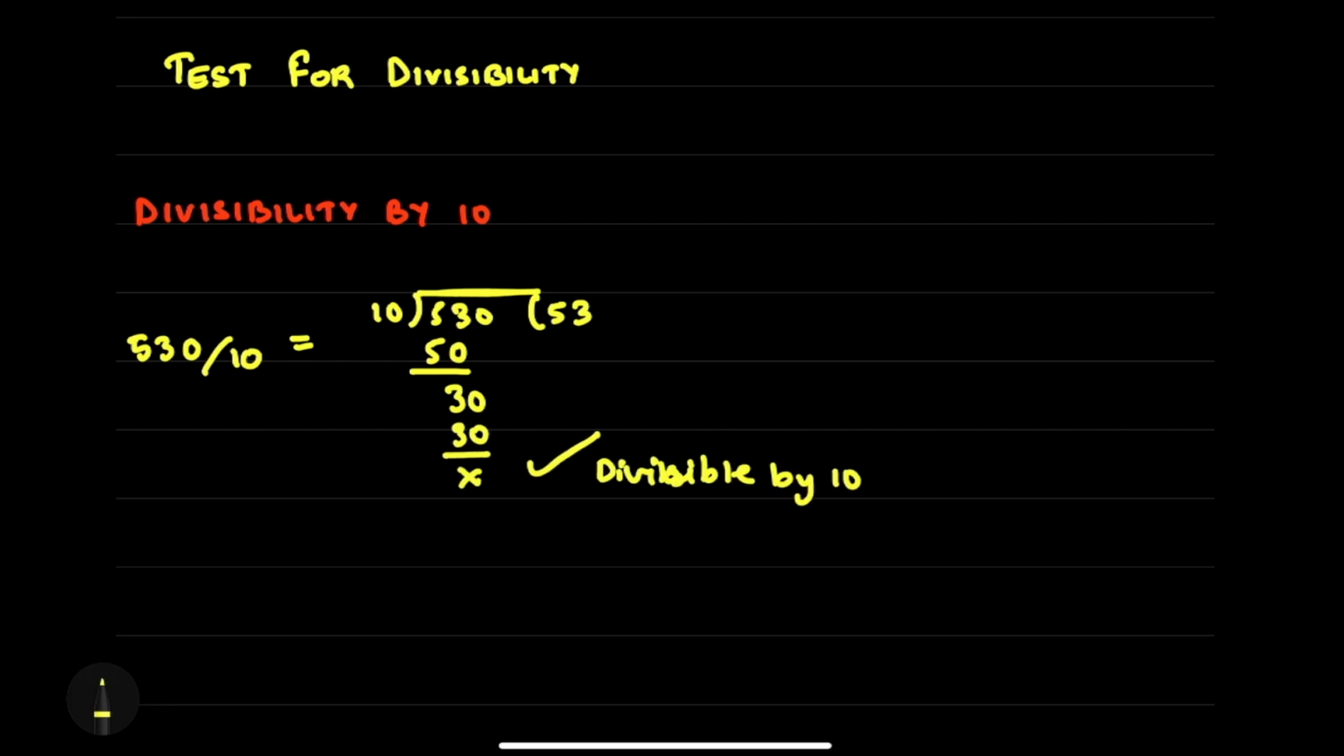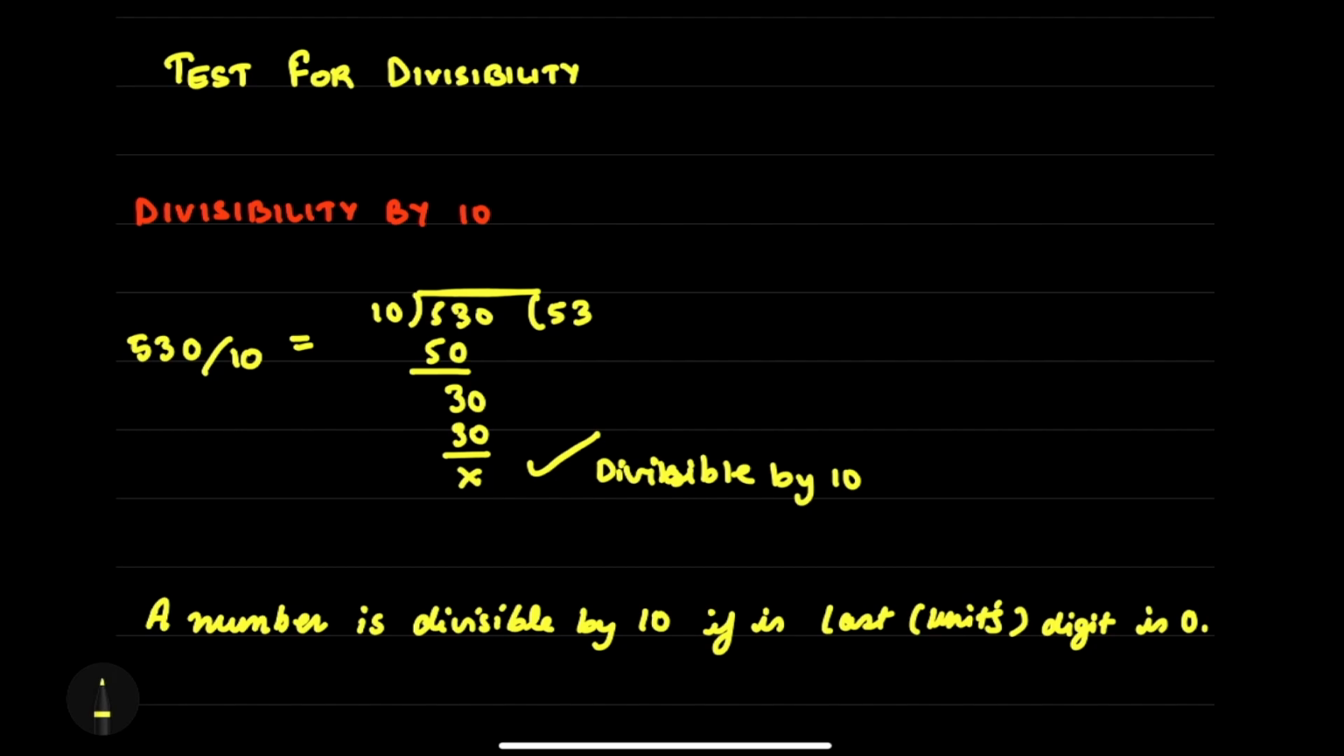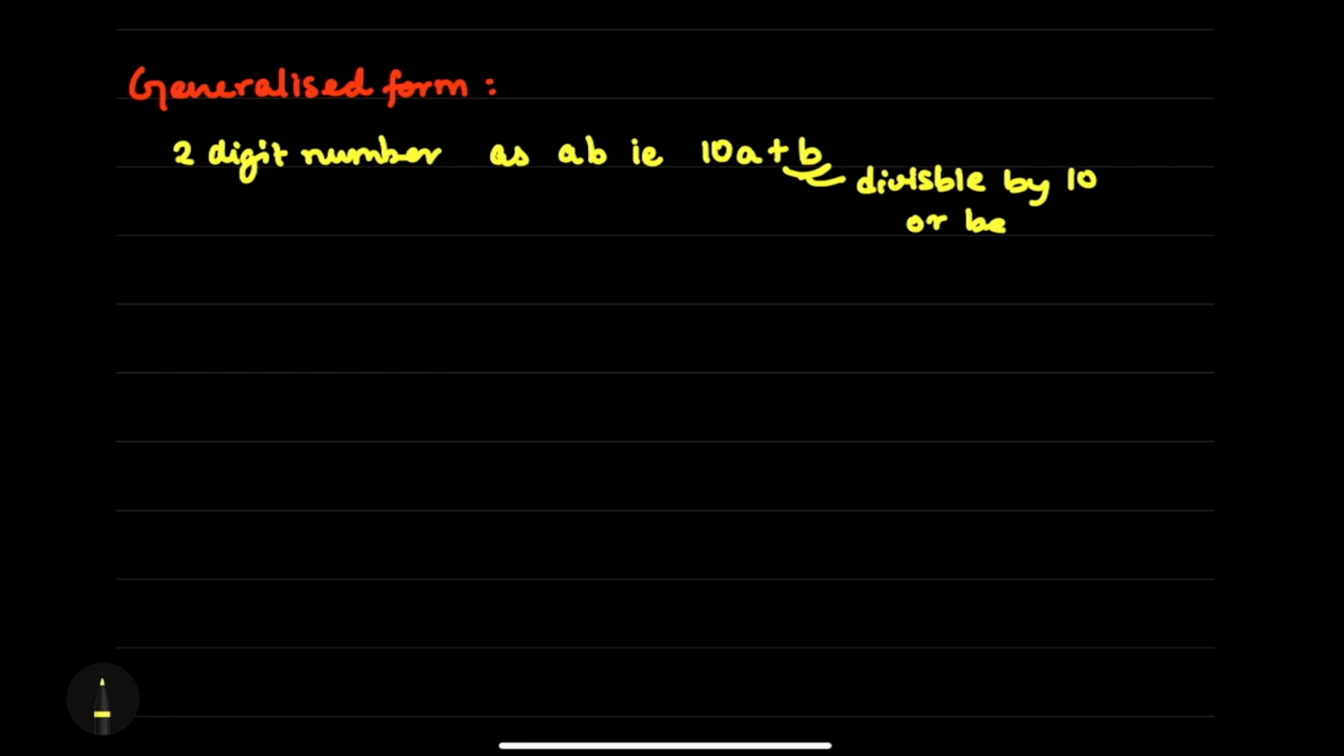So we need to understand that any number with 0 at its units place would be divisible by 10. Let me reiterate: a number will only be divisible by 10 if in its last or units place we have the digit 0. Let's look at it in a generalized form. We can represent a 2-digit number as AB, which is also known as 10A plus B. In this, the unit digit needs to be divisible by 10 or be equal to 0. Note that both of these statements mean the same.